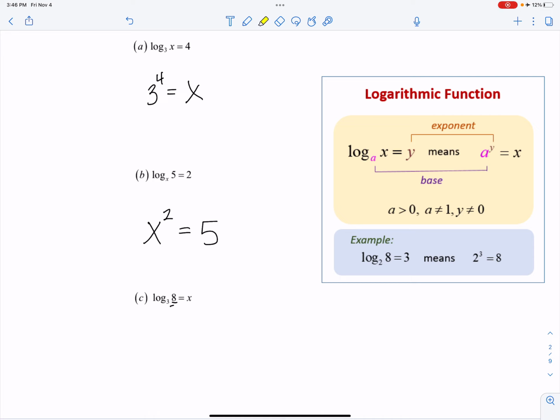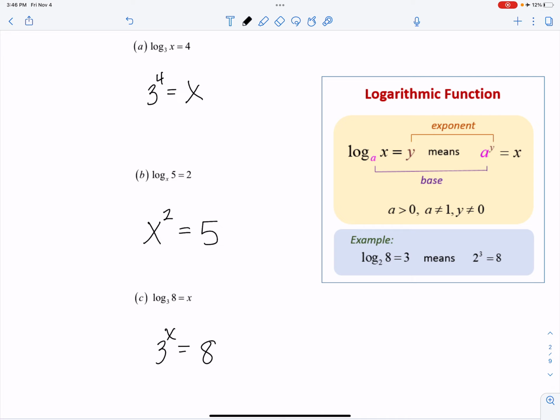And then we have log base 3 of 8 equals x. Our base is 3. X is what our log equals, so that's our exponent. And our exponential form equals 8.